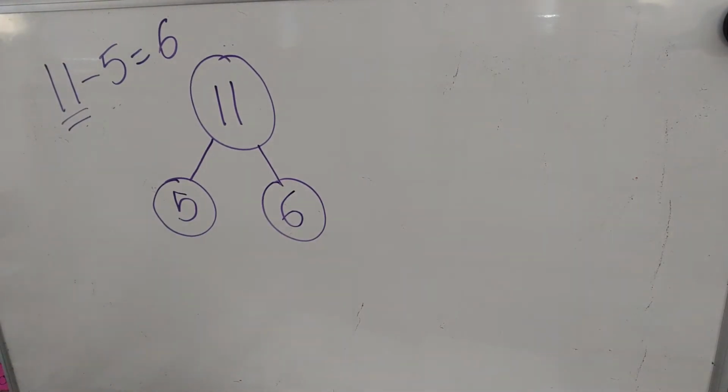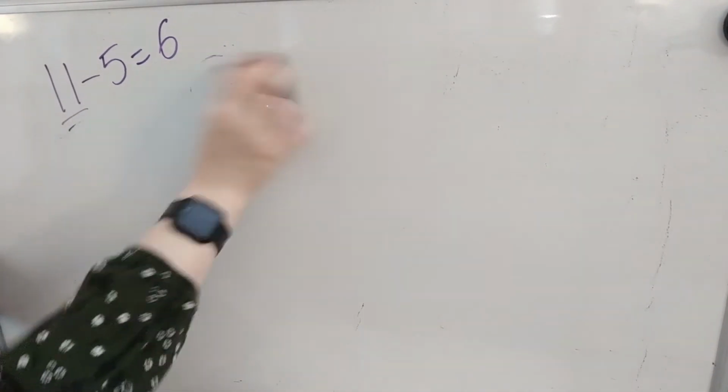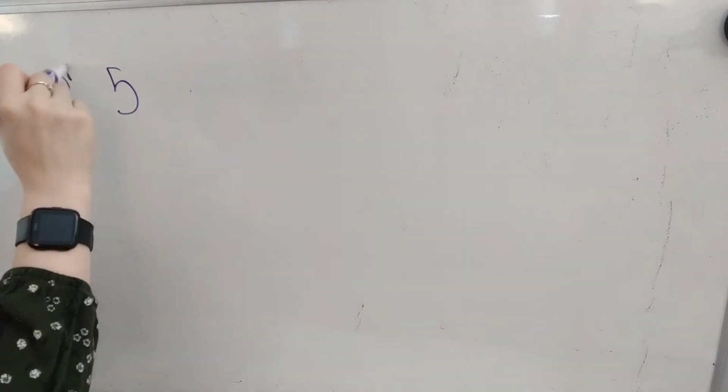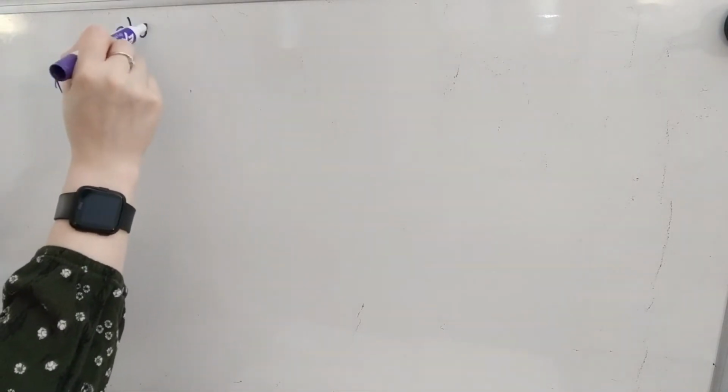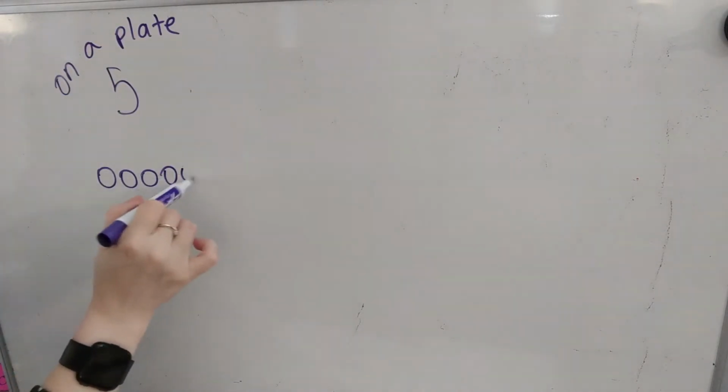Now on the other side of your paper, the problem still says there are 5 avocados on a plate. So I'll write that down. 5 avocados on a plate. I'm going to label what I know. 5 of them are on a plate. 1, 2, 3, 4, 5.